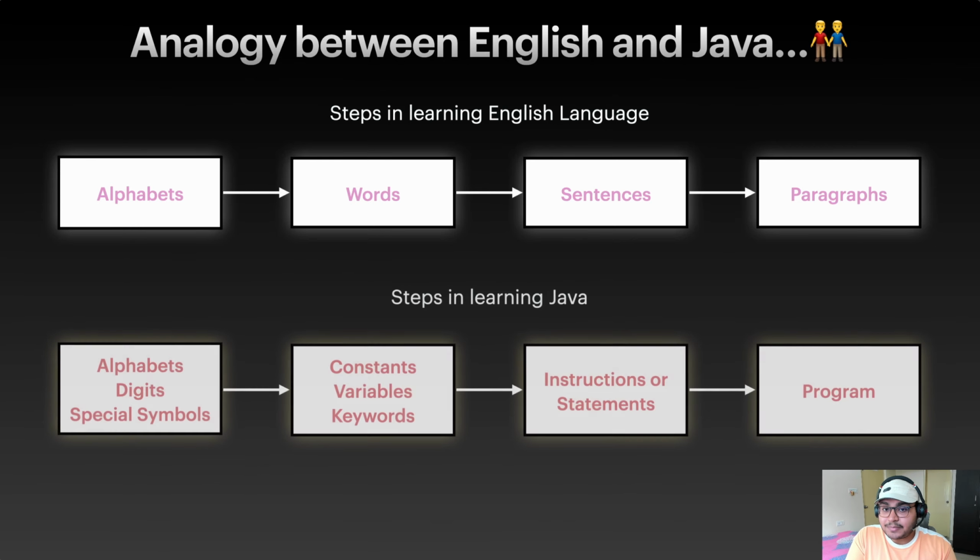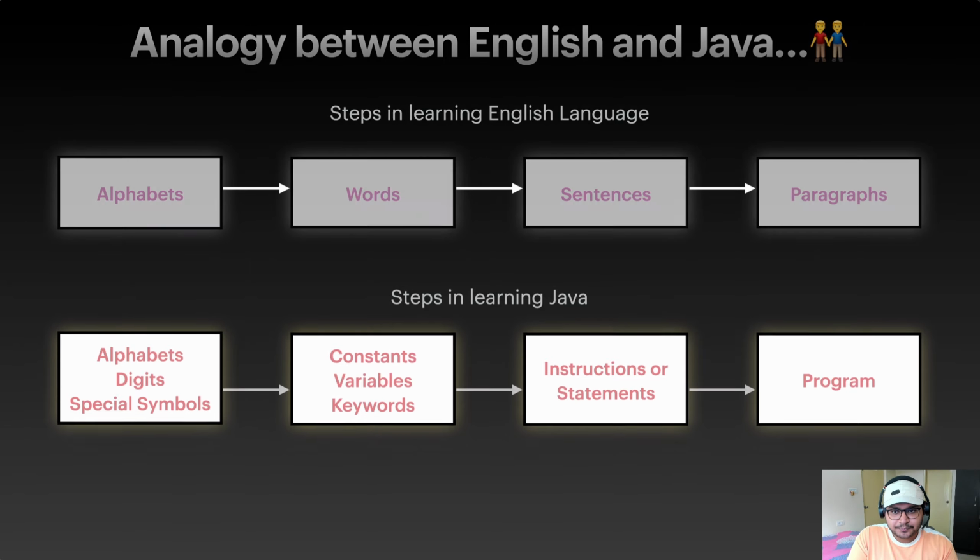Learning Java is similar and easier. Instead of straightaway learning how to write programs, we must first know what alphabets, numbers, and special symbols are used in Java. Then using them, how to construct constants, variables, and keywords. And finally, how they are combined to form an instruction or a statement. A group of instructions would be combined later on to form a program. Here's an illustration to understand the analogy.